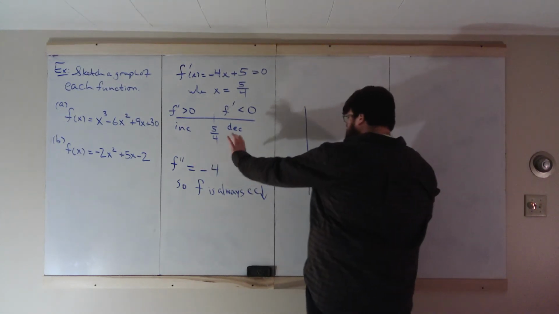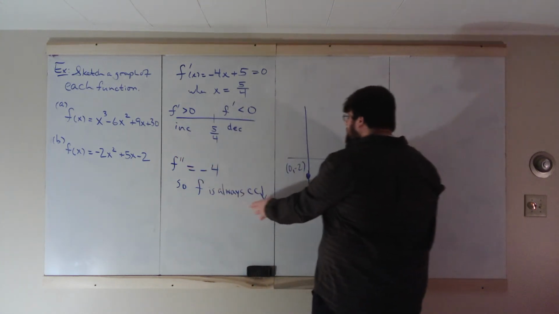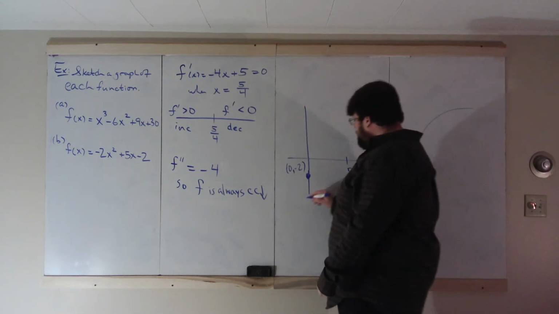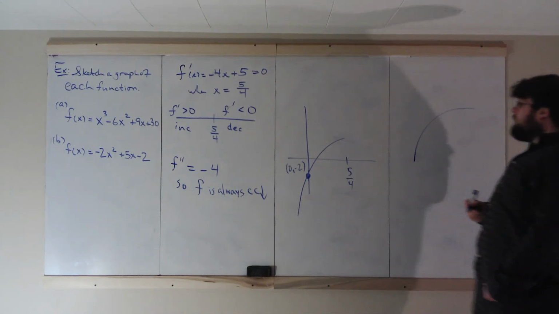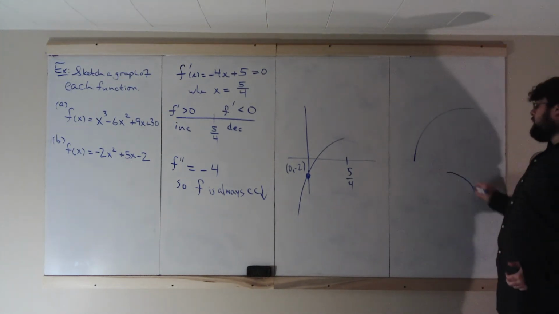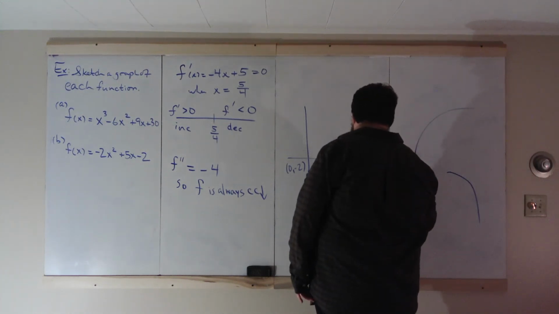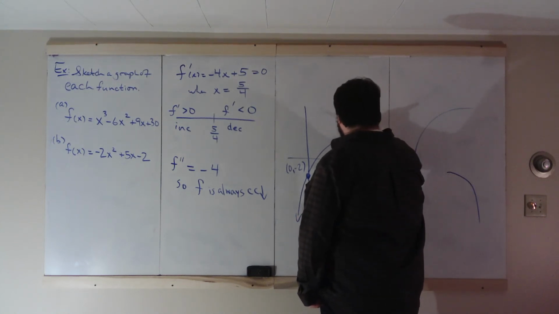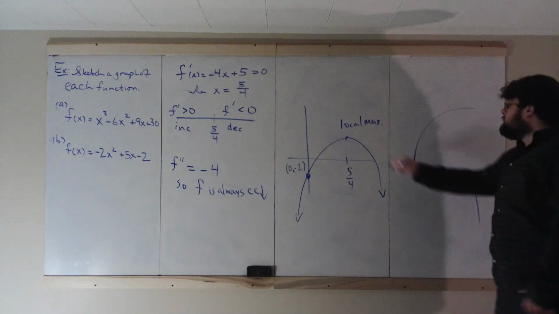On negative infinity to 5/4, what happens? Increasing, concave down. Yes, looks like that. It goes through this point. So it looks like that. And from 5/4 to infinity, decreasing and concave down. Looks like that. So this function looks like this, and we have a local maximum at that point, and this is f.